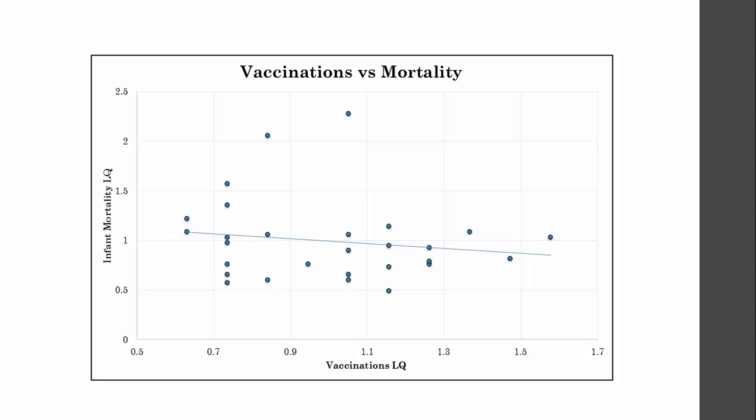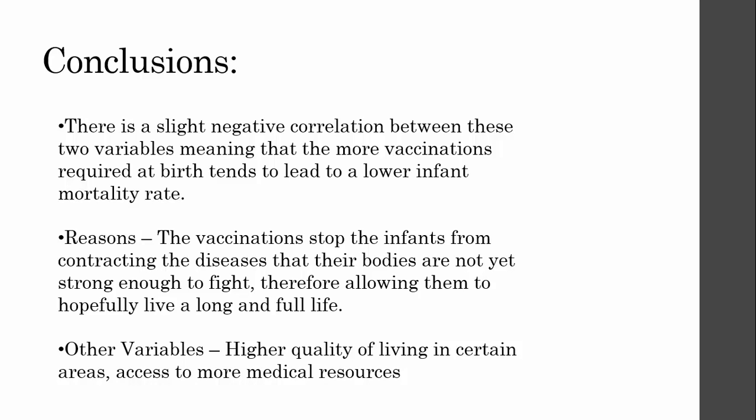So when you put it on a scatter plot graph, you do see that there tends to be a slight negative correlation between the infant mortality location quotient and the vaccination location quotient. This means that the more vaccinations required at birth tend to have led to a lower infant mortality rate. Reasons for this could be the vaccinations stop the infant from contracting the diseases that their bodies are not yet strong enough to fight. Therefore, this allows them to hopefully live a long and full life.